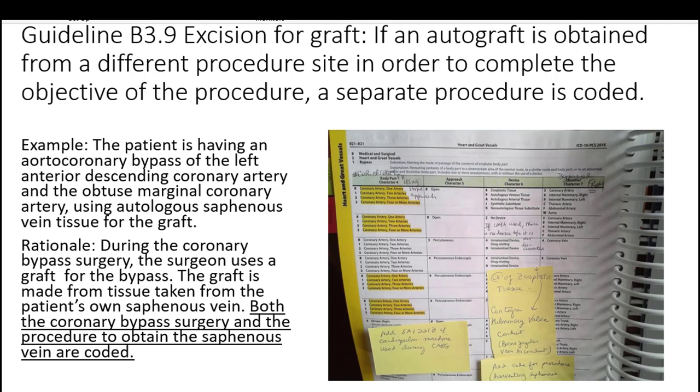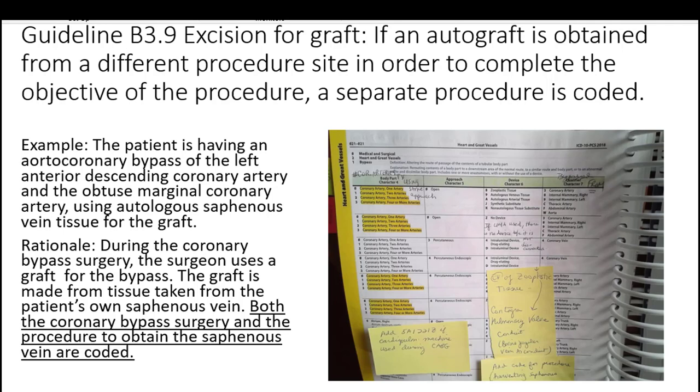The next guideline has to do with an excision for a graft. An autograft is if you're taking skin, you've got the patient there, and you're taking skin from another part of the patient's body. That's an autograft. And that autograft is obtained from a different procedure site than the one you're working on. Then you're going to need to code a separate procedure.